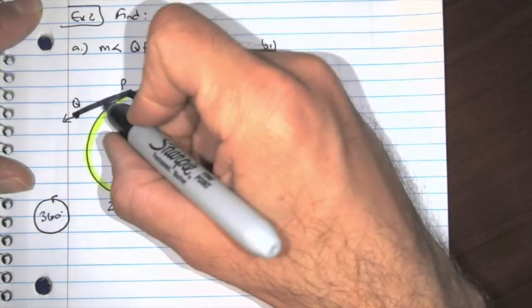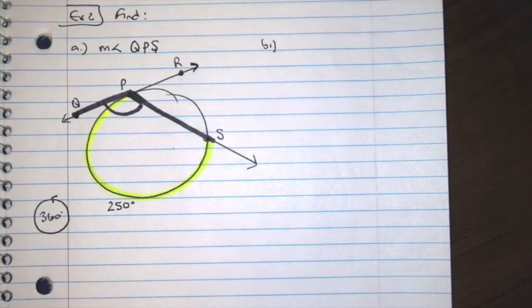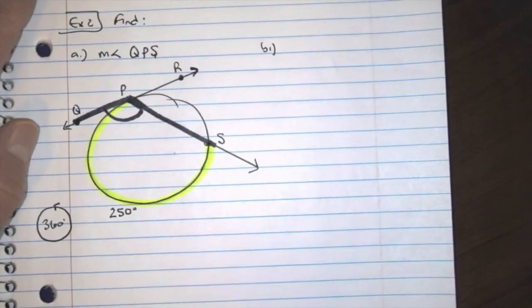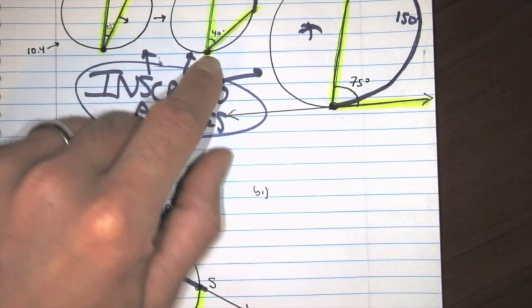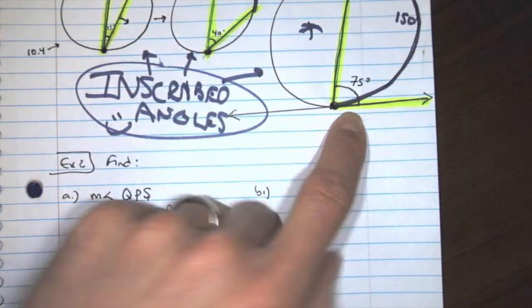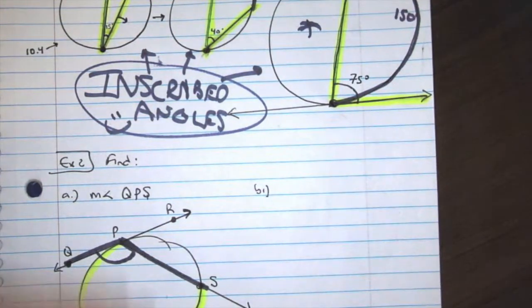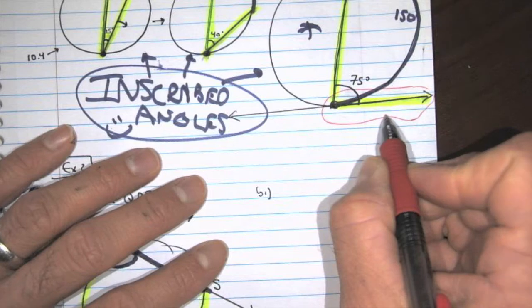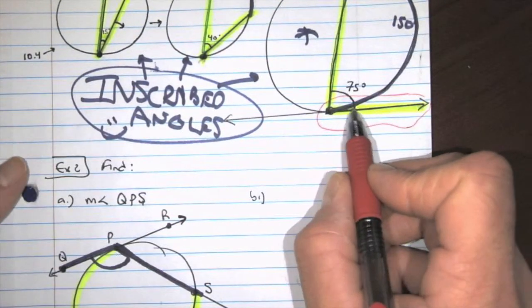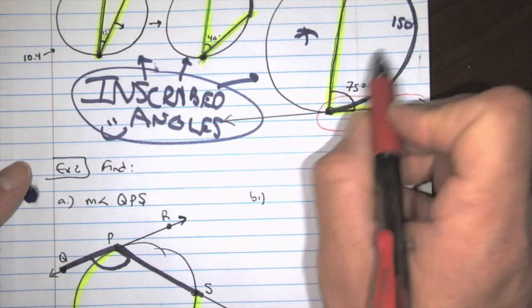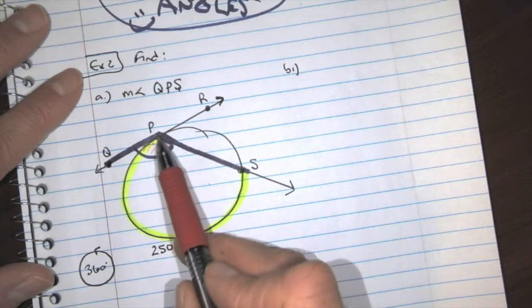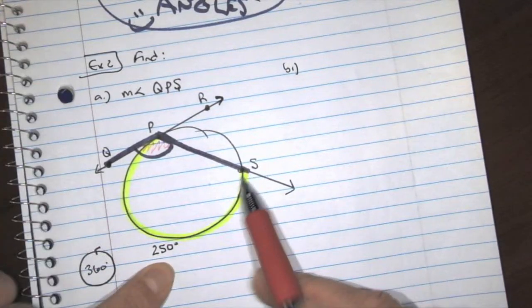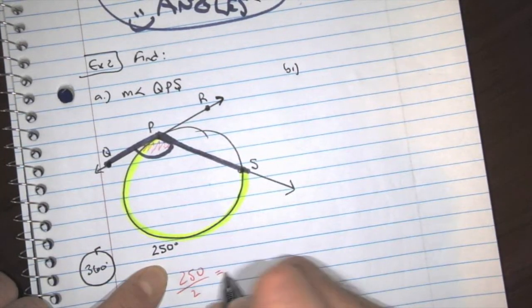I'd like you to find the measure of QPS, everybody, which is Q to P to S. I'd like this angle. How do we do this? Folks, that's an inscribed angle. That's an inscribed angle. That's also an inscribed angle, but as you can see, half of it is hanging outside the circle. It's still an inscribed angle. It's half of its intercepted arc. The intercepted arc is 250, so half of that, 250 divided by 2 is 125. That's 125 degrees, folks.